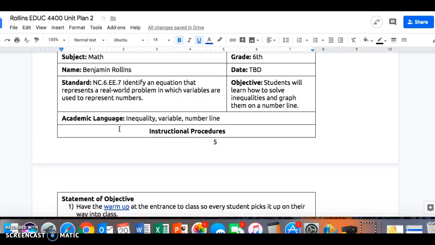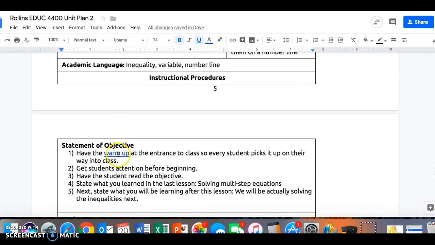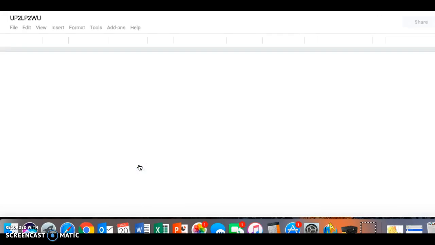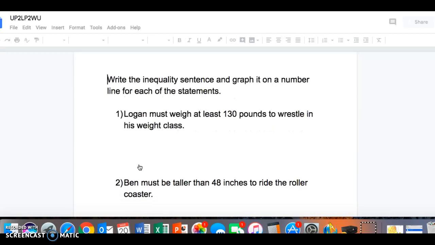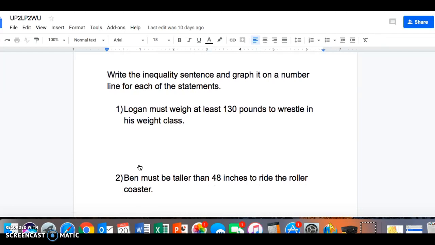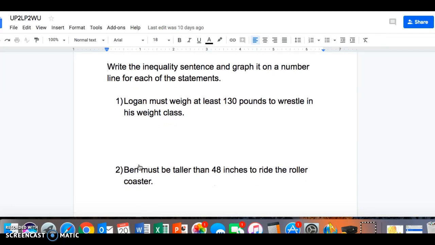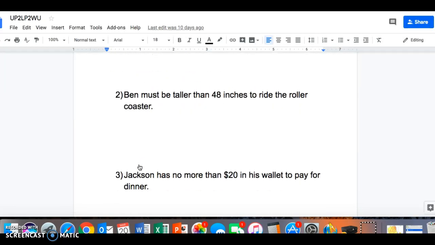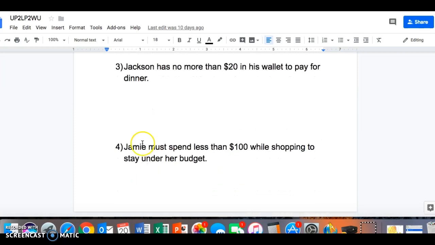And this is day 3. And this is more real world examples. And this is the warm up. So this one basically extends off of day 2. And that's what I really worked on this time with the unit plan is making sure that it flowed well.